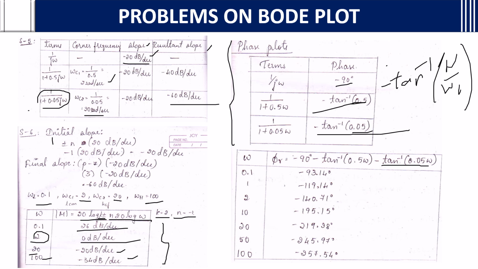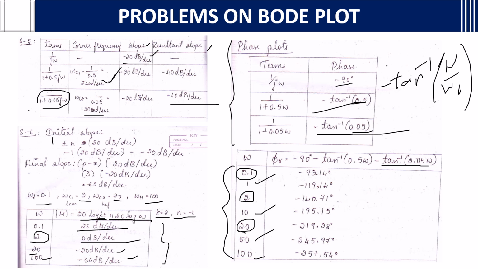Okay. After writing this, you need to find the phase plots for different values of omega. For that, 0.1 compulsorily will be there, as I told. Then the second corner frequency is also required, and 20 is also required. In between you should take 1, 10, 50 and 100 for a smooth curve, so that you will get exact points on the graph.